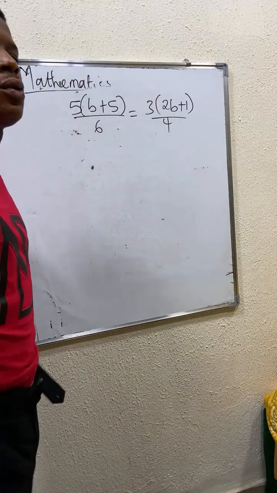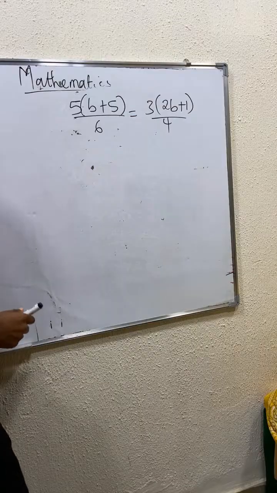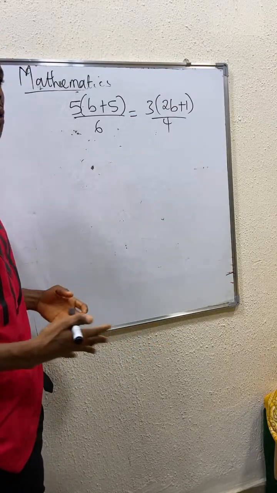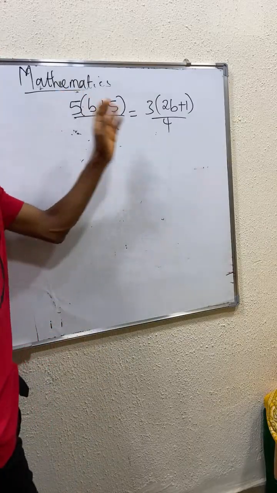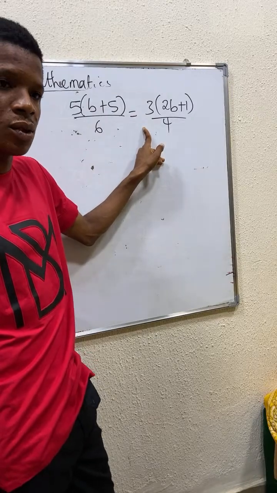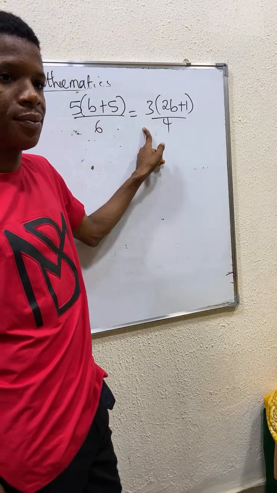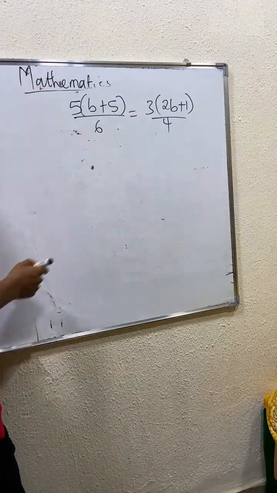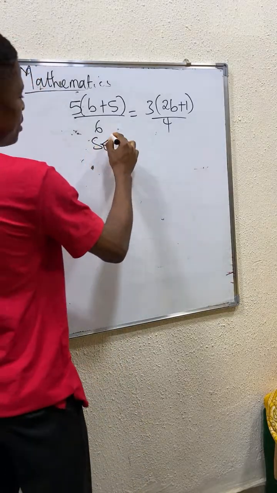To do that, this is really easy. If you want to cross and multiply, or if you want to use the LCM, which one do you want us to use? Which one do you like? Okay, let's use the LCM. Solution.